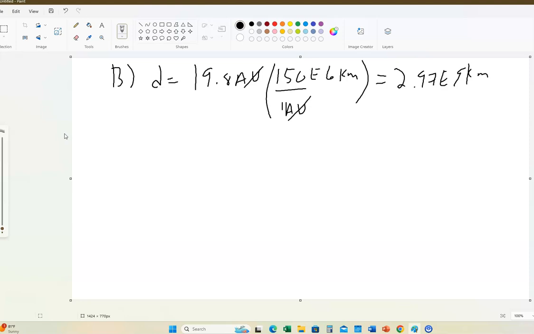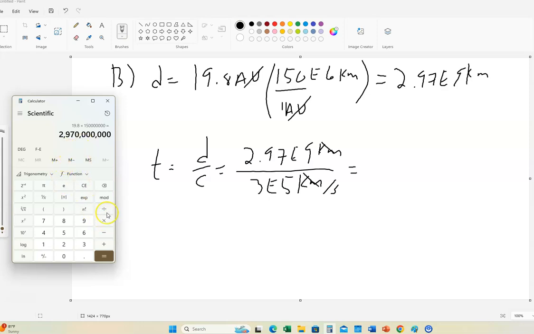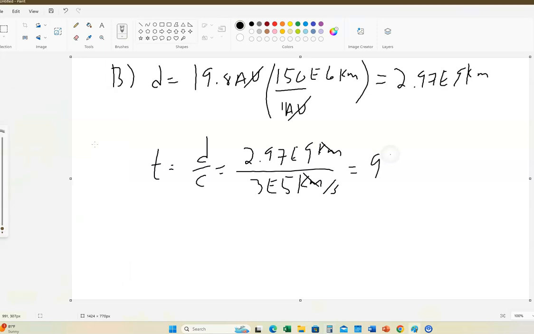And just like we did with the last problem, the time is the distance divided by the speed of light. So it's this 2.97 times 10 to the 9th kilometers divided by 3 times 10 to the 5th kilometers per second. And the kilometers cancel, and that'll give us an answer in seconds. Let's see, here we go. All right, so we just take that, divide it by 3 times 10 to the 5th. All right, so it would be 9,900 seconds. All right, and then we just do this thing.